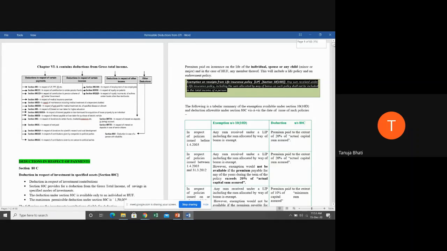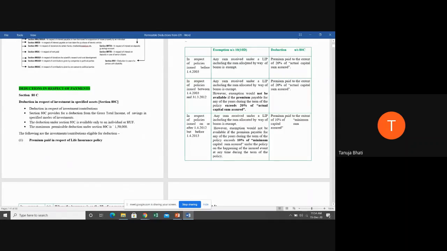Now let us know what is the limit of deduction that can be got if investment is made in the life insurance policy. So students, remember this. If the policy is issued before 2003, remember, if the life insurance policy is issued before 2003, the deduction under 80C is premium paid to the extent of 20% of capital sum assured. We know that in a life insurance policy, there is something called the sum assured.